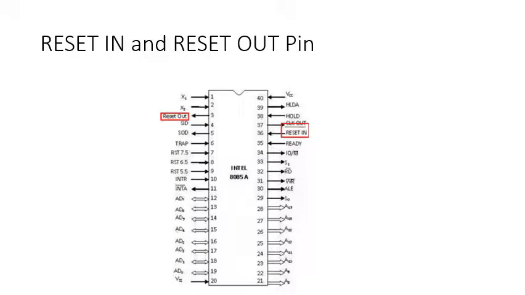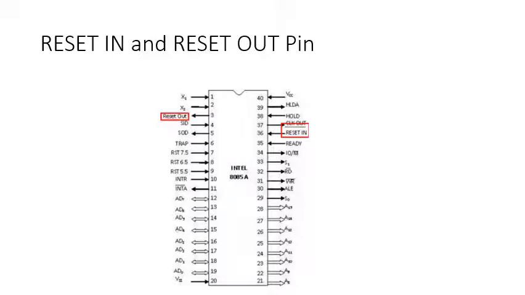Next is about reset out. It is used to reset the peripheral devices and other ICs on the circuit. In order to reset the microprocessor, we make use of the reset in pin. If we want to reset the external devices and ICs which are connected with the microprocessor, then the reset out pin is used to reset all those peripheral devices and ICs which are connected to the microprocessor.